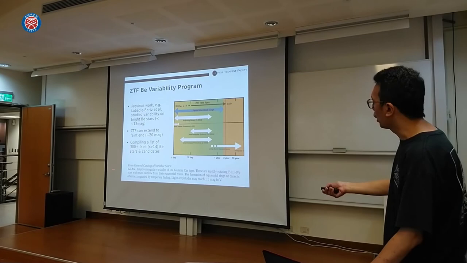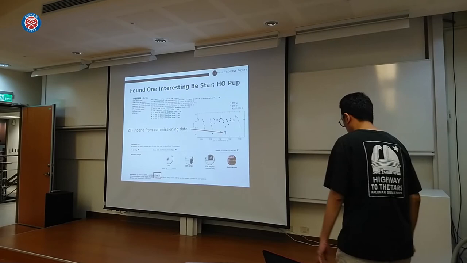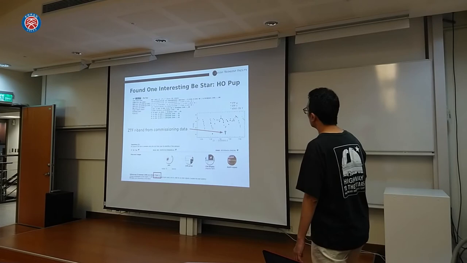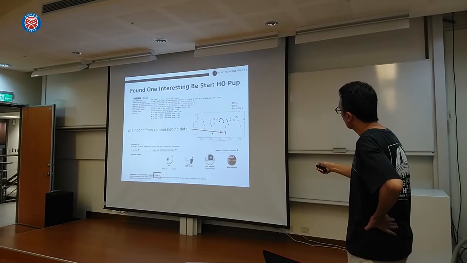How many? 300 Be stars in our list. So we went ahead and mined the ZTF data and the light curves. And then this guy popped up. On SIMBAD, it's classified as a Be star, but it has a very unusual light curve. It shows this kind of dip in the light curve. This is about a 2.5 magnitude dip over here.